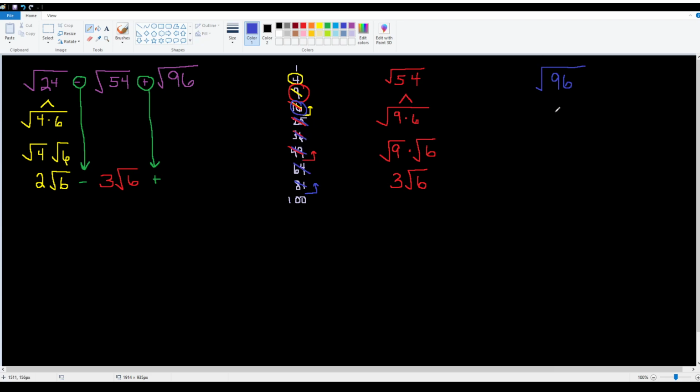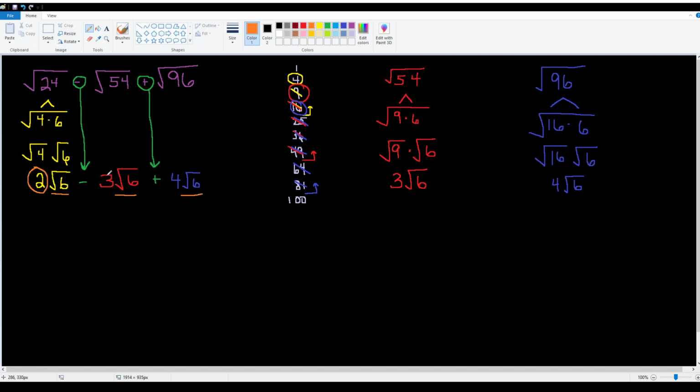which means I can take the square root of 96 and split it up into the square root of 16 times 6. Because again, 16 times 6 is 96. So this can be rewritten as the square root of 16 times the square root of 6. And the square root of 16 we know is 4. So I now have 4 square root of 6. And as we see now, all of my radicals again are exactly the same.